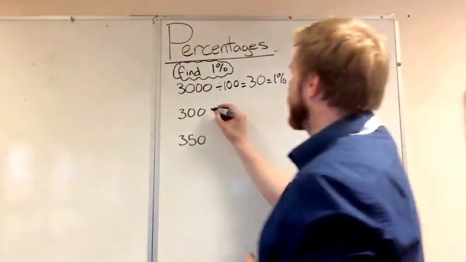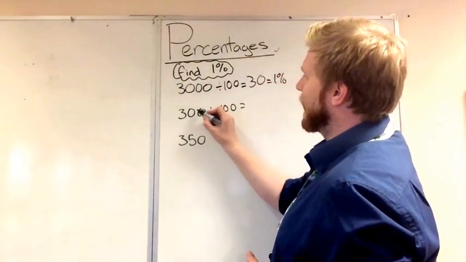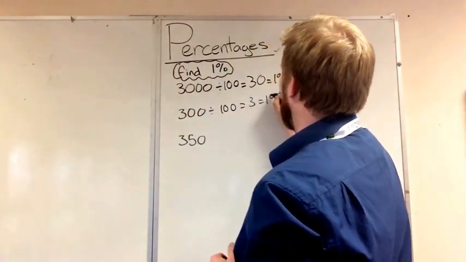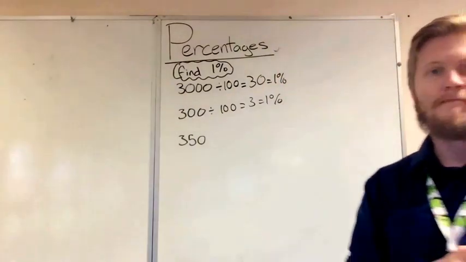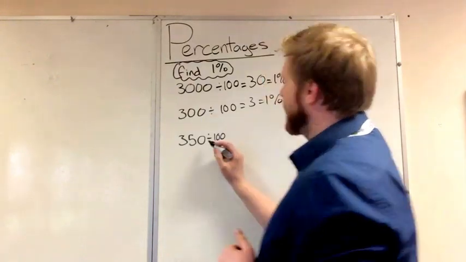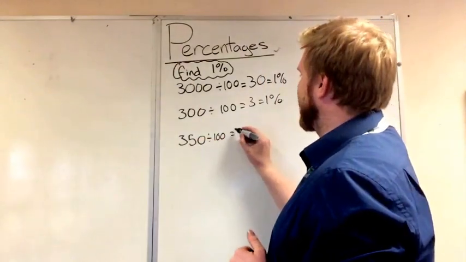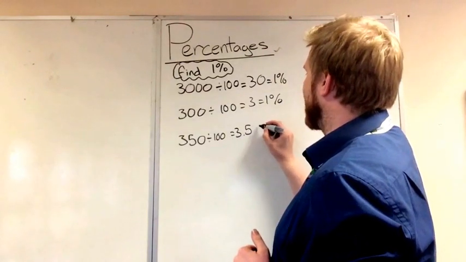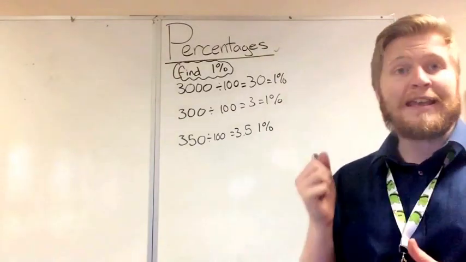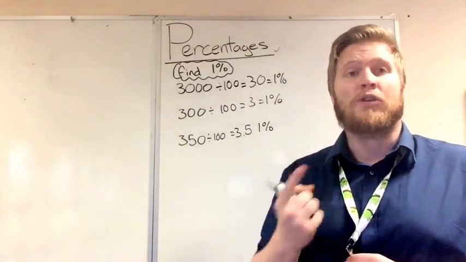If we move on to the 300, if we divide that by 100, again, move our decimal place 2 places to the left, that would mean 3 would equal 1%. And we've got 350 here, well, that's a little bit harder, so easy. Move our decimal place 2 places to the left, and it means that 3.5 is 1%. Okay, so that's the easy way to find 1% of any number. We just divide it by 100.